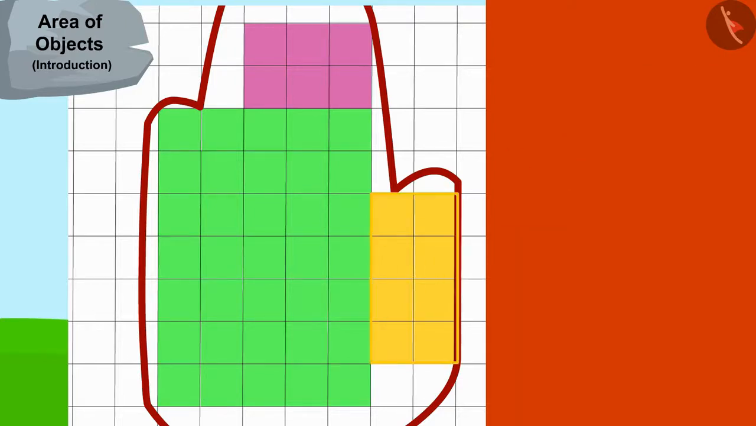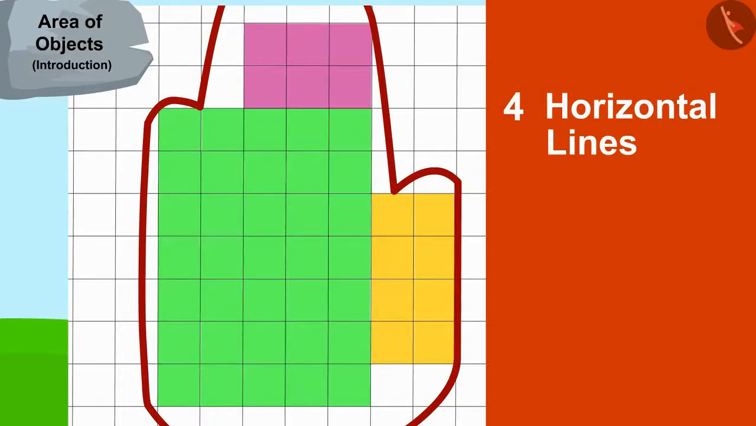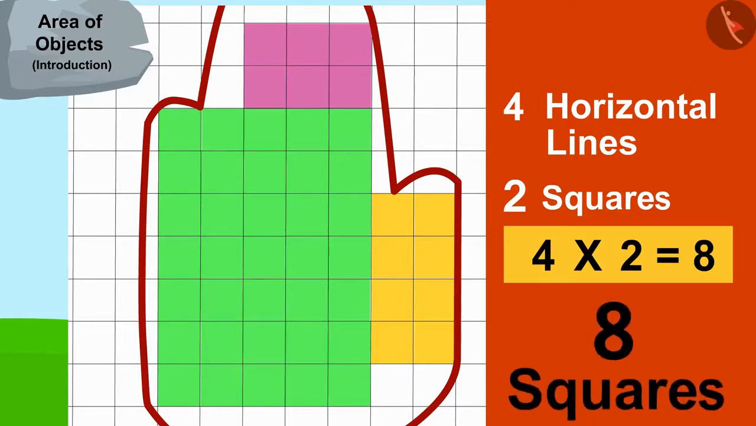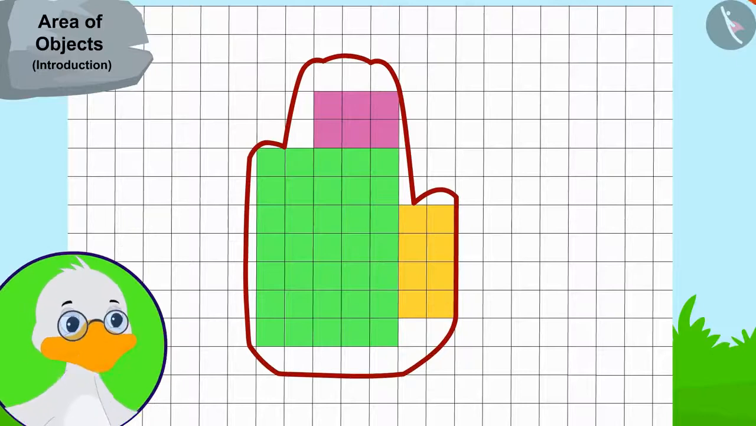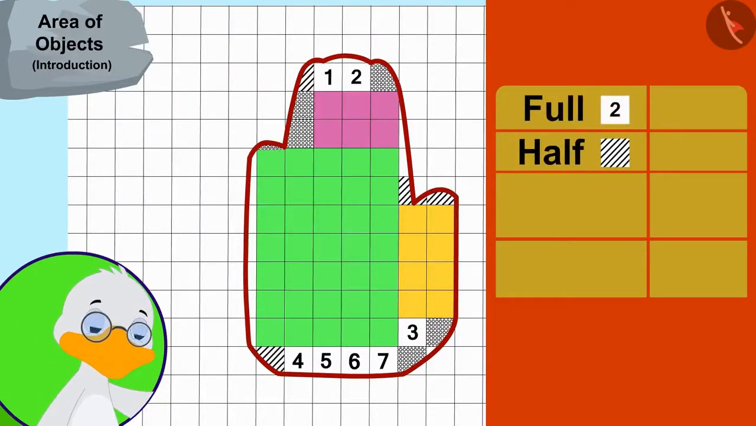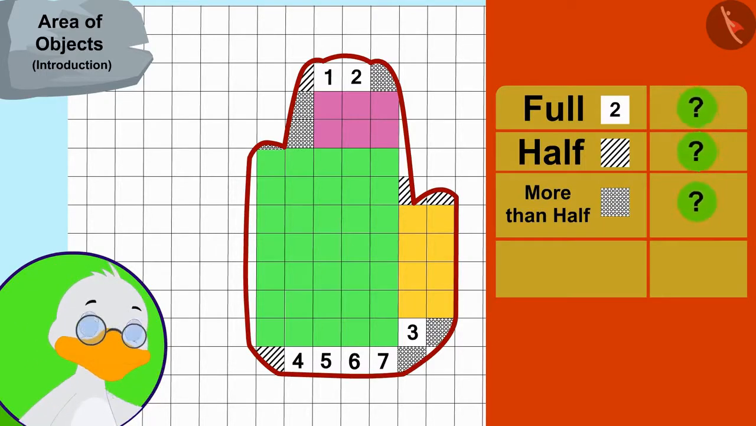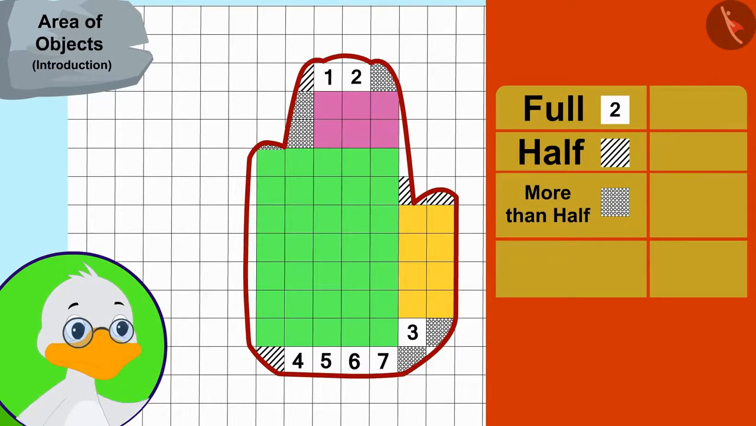And this third rectangle has 4 horizontal lines and every line has 2 squares. It means there are 4 times 2 or 8 squares in this rectangle. Now, in the end, I will count the number of remaining full, half and more than half squares, thought Uncle. Uncle also found these numbers in this way.